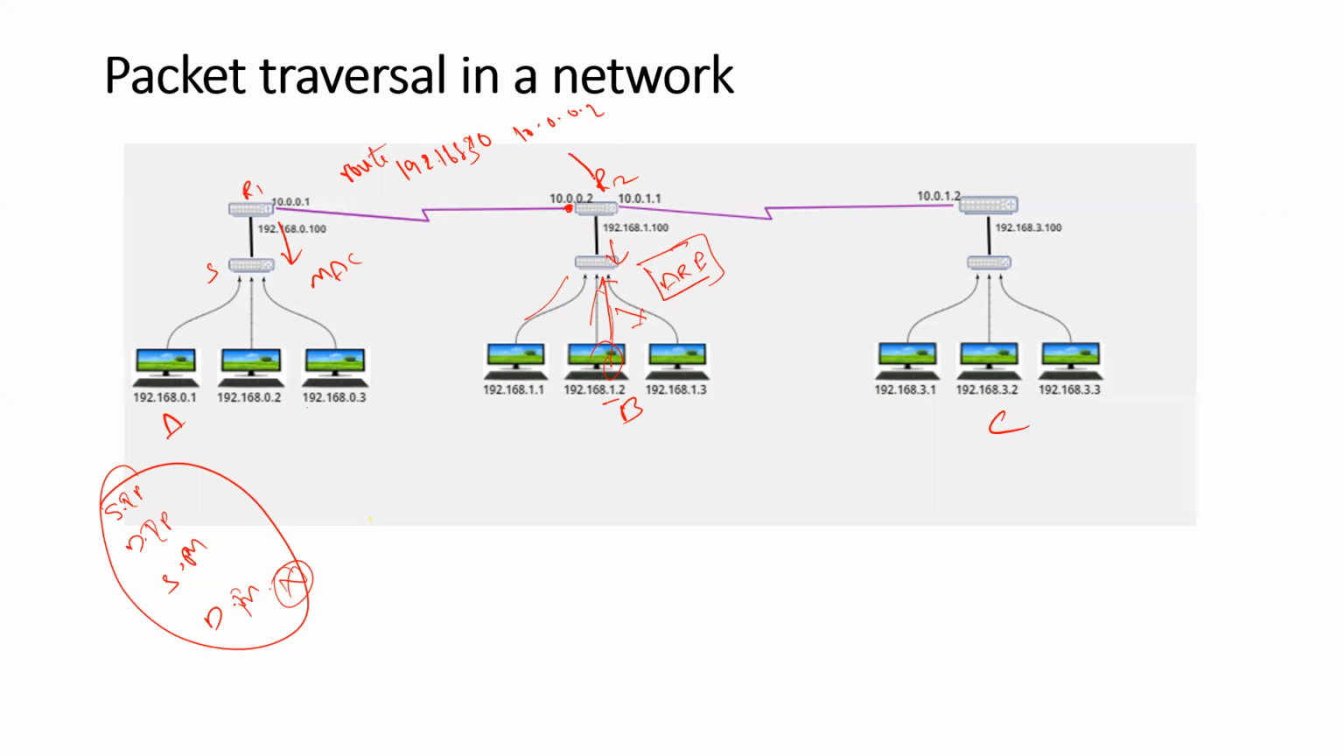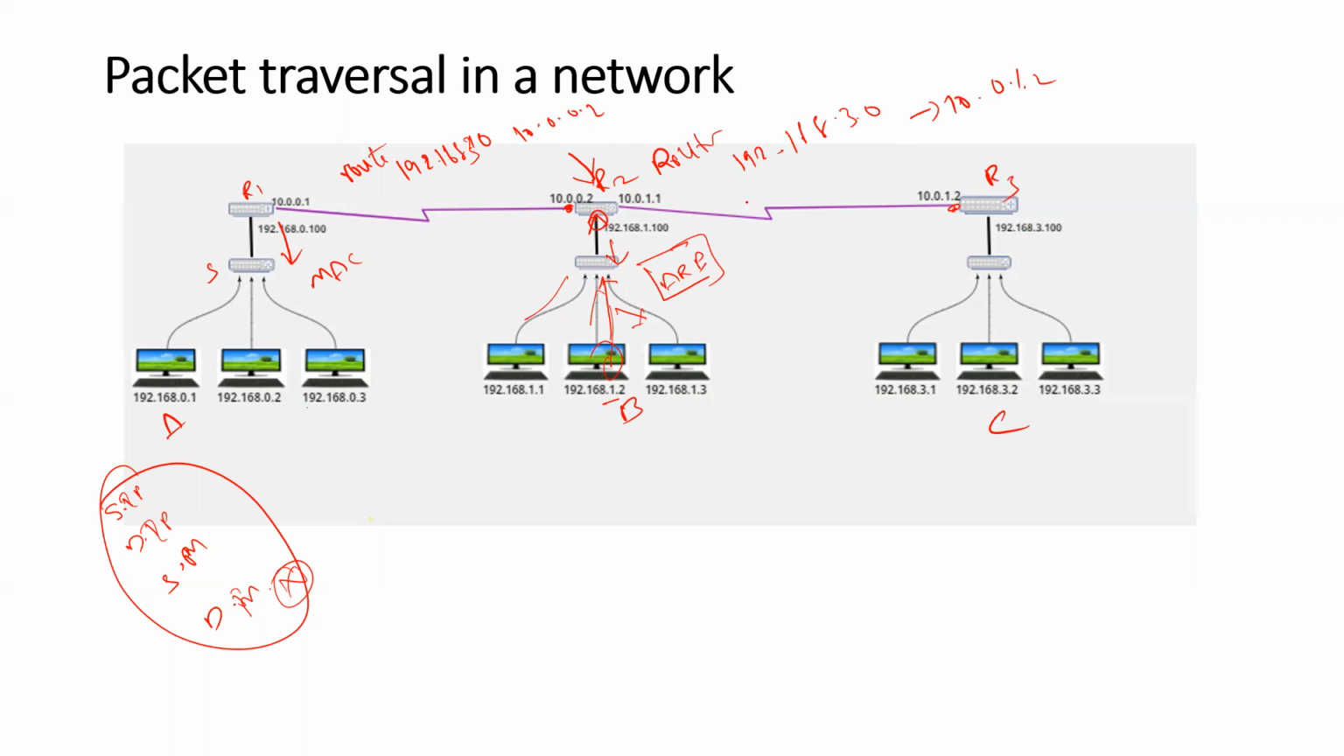Once the traffic reaches here, it will again check if the network is directly connected. It's not connected, so what will it do? It will check the routing table again. We should configure the route here: 192.168.3.0 pointing to 10.0.1.2, which is router 3.